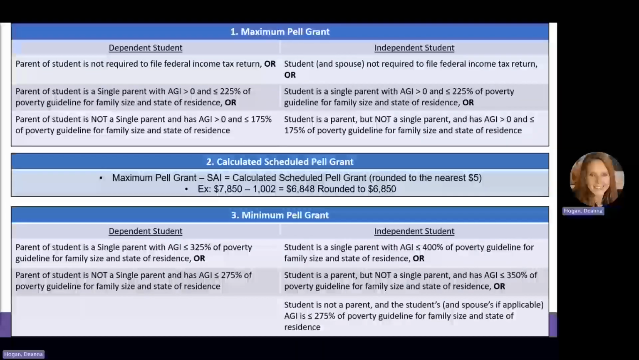If the student has such a high SAI that they still do not qualify for any Pell under the calculated scheduled Pell Grant formula, then they move on to be evaluated for minimum Pell Grant. Again, the chart here breaks it down by dependent and independent student and shows the criteria that must be met for minimum Pell. If the student does not meet any of the criteria under any of these three methods, then the student would not be eligible for any Pell Grant.